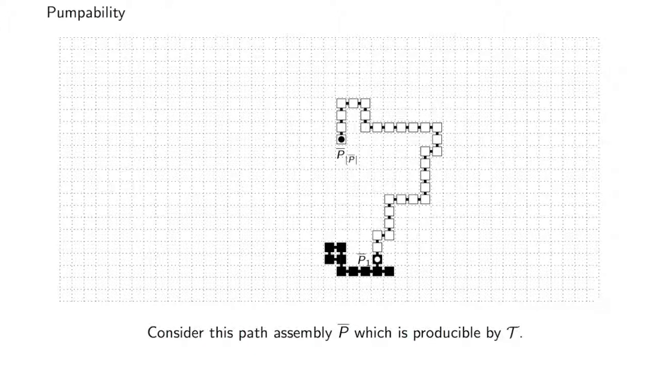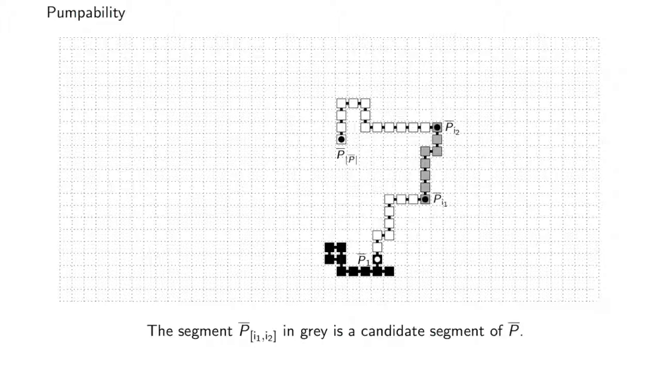Now, consider the following simple path assembly P. This path assembly is producible by the tile assembly system. Consider the segment in gray of the path assembly P. This segment starts in PI1 and ends in PI2. The path assembly P is made of 3 parts. The beginning of P, which starts at P1 and ends at PI1. The candidate segment, and the end of P, which starts at PI2 and ends at the last tile of P. According to the tile set, the segment in gray is a candidate segment of P.